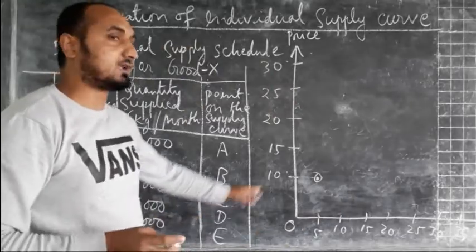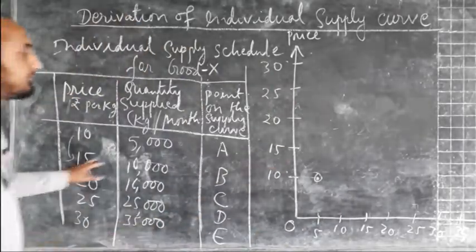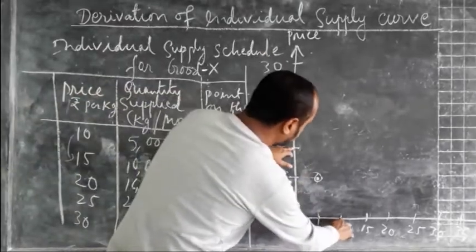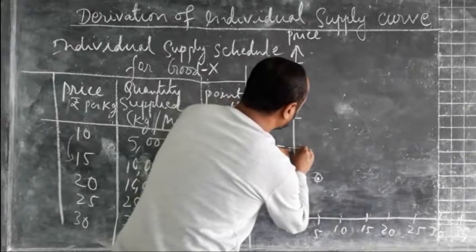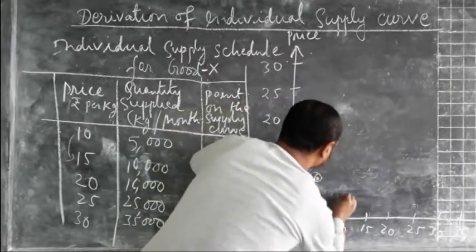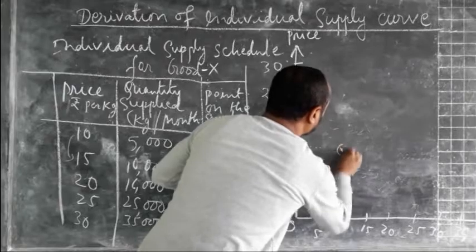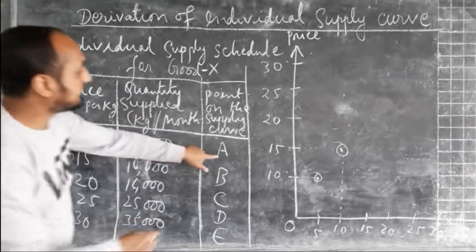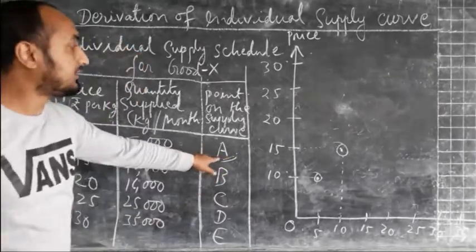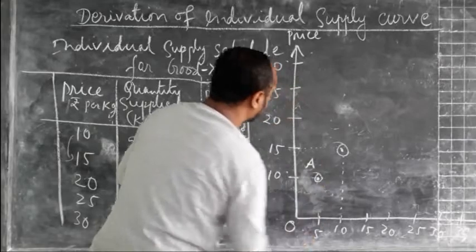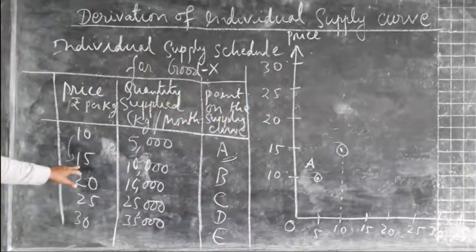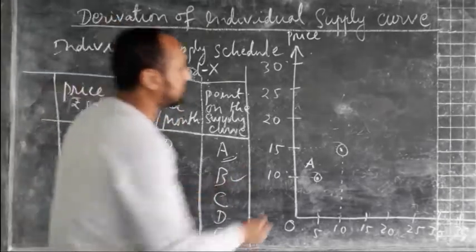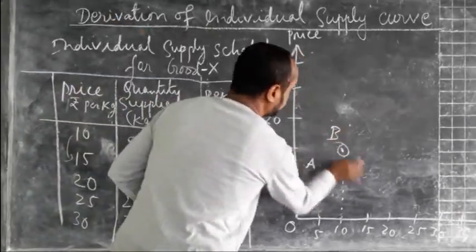Similarly, we will do it for the second one. When price is rupees 15, the quantity supplied we have is 10,000. So just straight on this, we will take another point. Suppose for price 10 and quantity supplied 5,000, we are denoting it by point A. So this is your point A. And for price 15, we have 10,000 units, and we are denoting this one by point B. So suppose this is your point B.